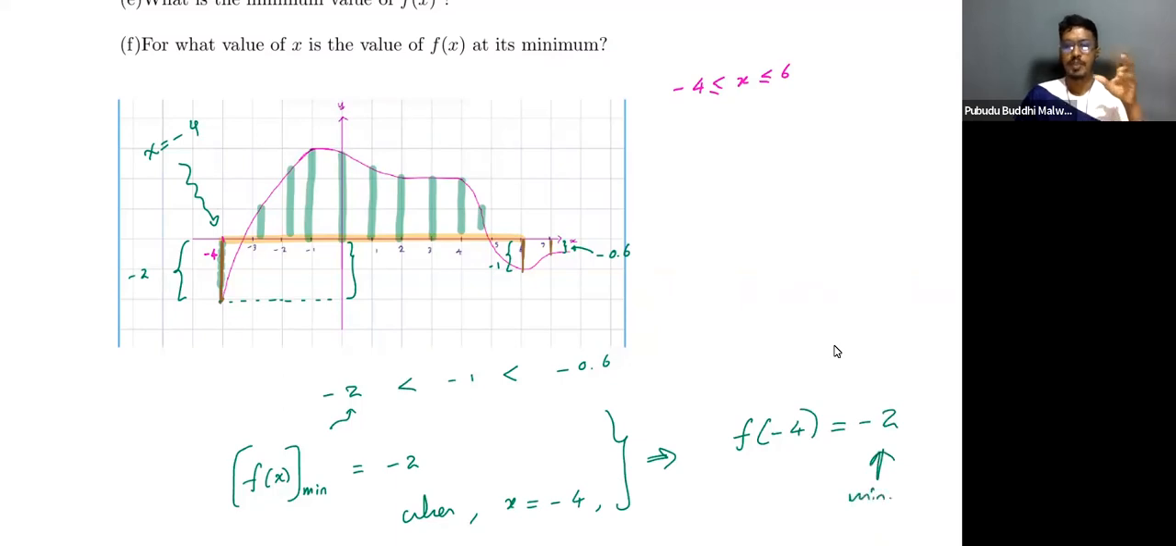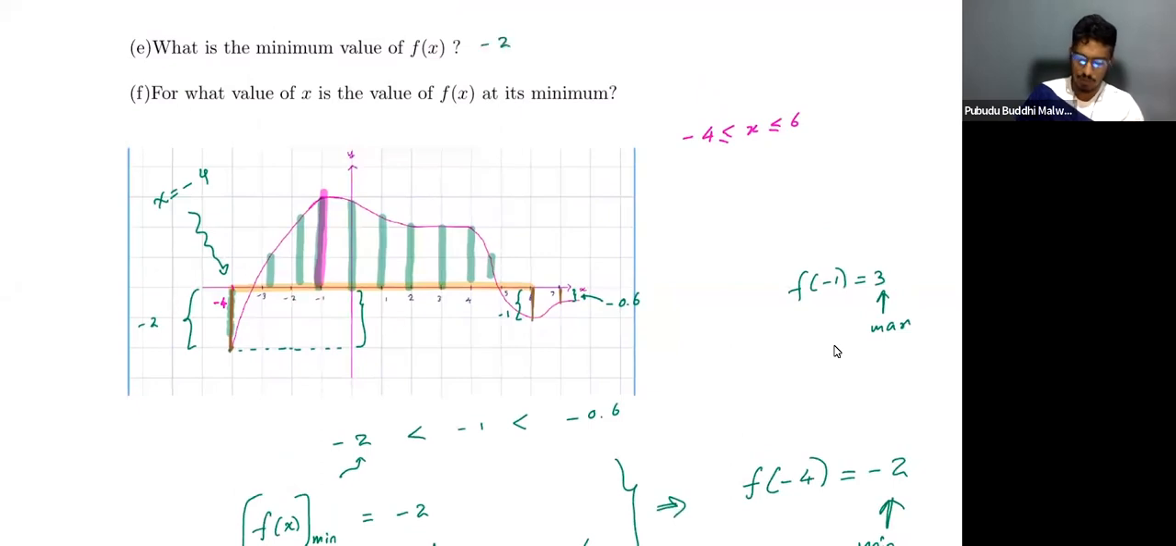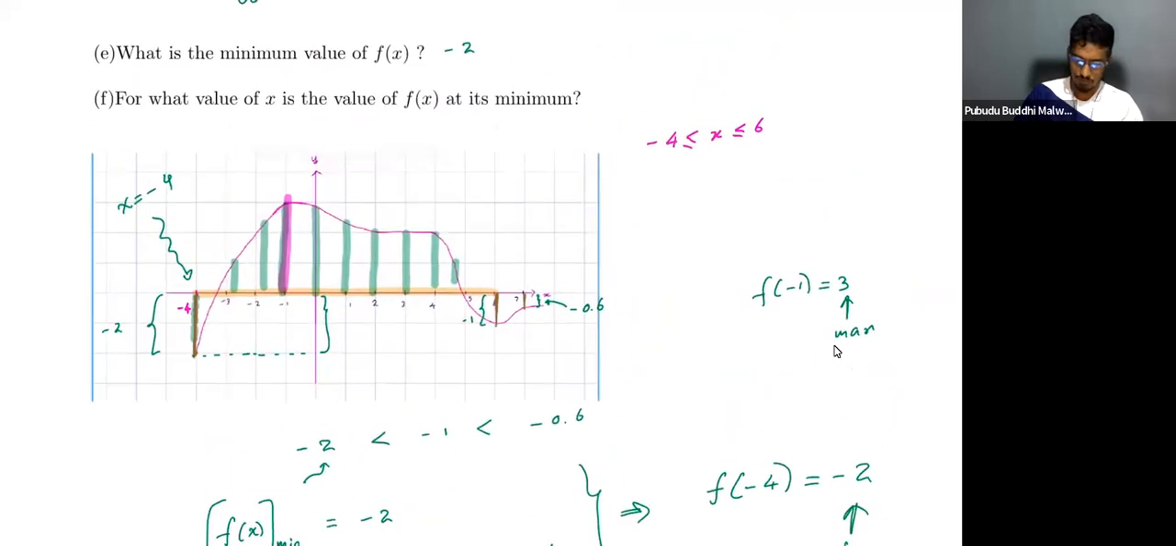And similarly, you can compute the maximum value, but that's basically 3. That's not a problem. I think that's not difficult. We did such things, right? Basically this height, that is +3. So f of -1 equals 3. That's the maximum value. Just need to write -2 for this, right? The minimum value of f of x is -2. For which x value? -4. Like that.